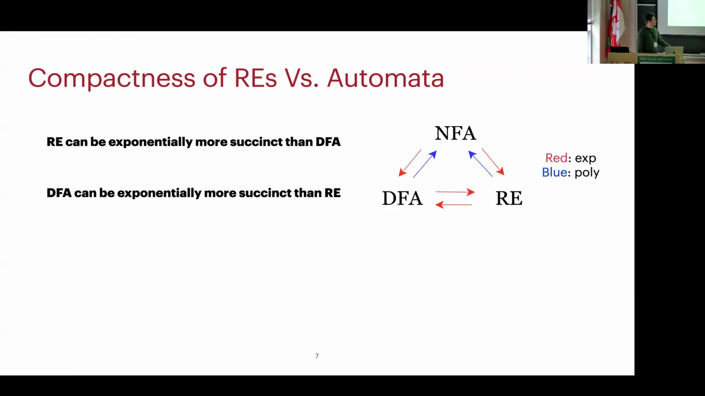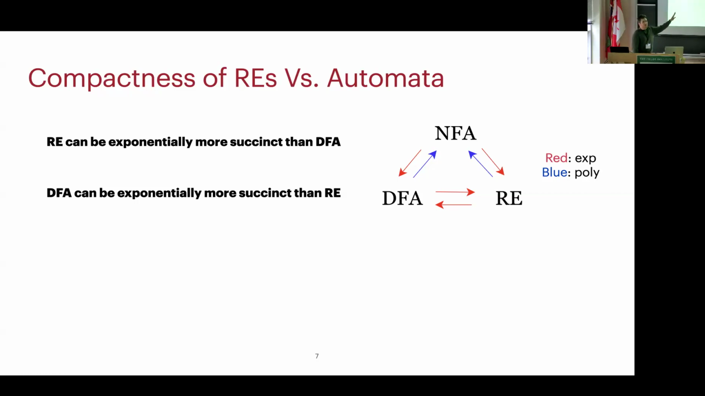This is not our result, but there are languages where the regular expression can be exponentially smaller than the minimal DFA. And there are languages where the DFA could be exponentially smaller than the equivalent regular expression. How many of you know this fact, that there is exponential blowup in both directions? Good, okay, matches my statistics.